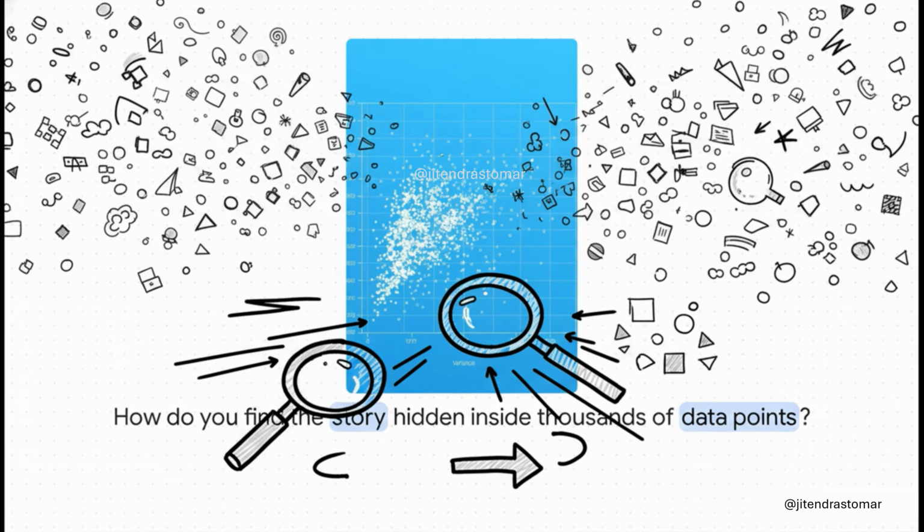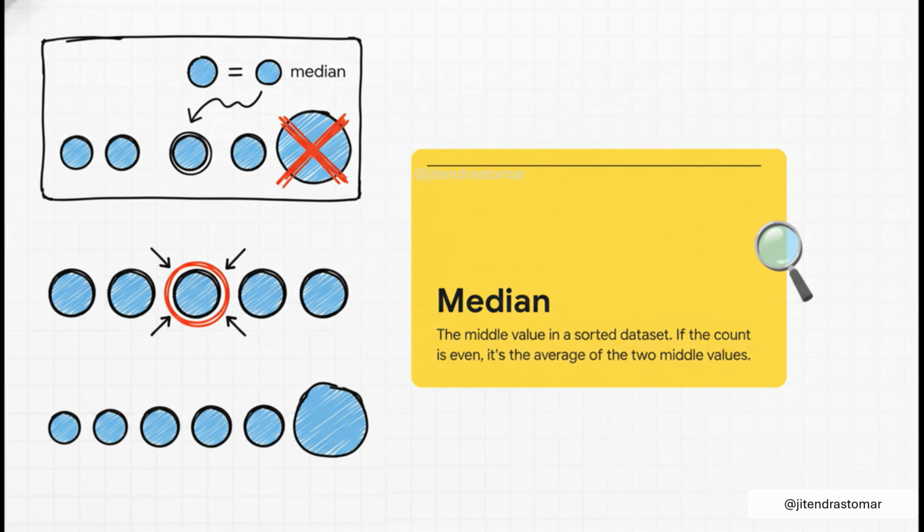Okay, but the mean has a bit of a kryptonite. What if one of those students completely bombs the test and gets a 0? Suddenly, that average of 85 takes a nosedive, and it doesn't really feel typical anymore, does it?